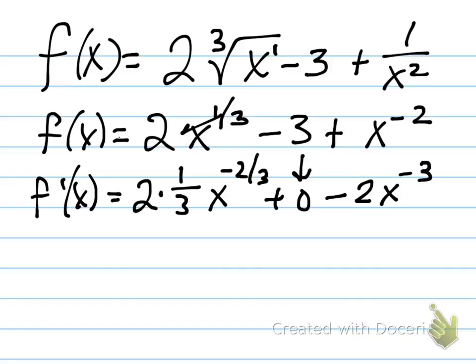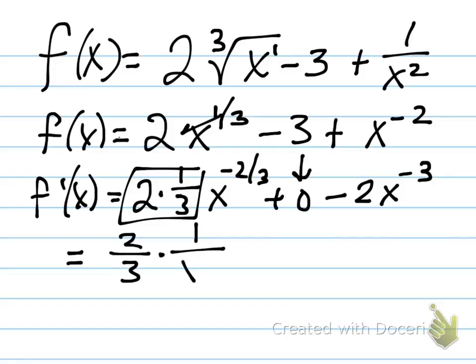You'll notice in the instructions in your handout it says no negative exponents and no fractional exponents. So 2 times a third is simply 2/3. I'm going to rewrite this as a positive exponent going back using the same definition I used here earlier. 0 is irrelevant, so -2, 1/x cubed.